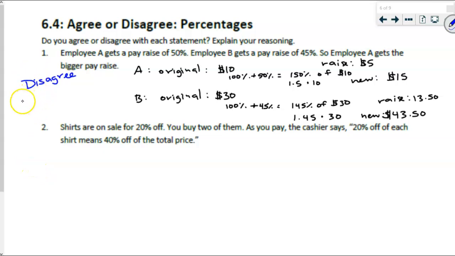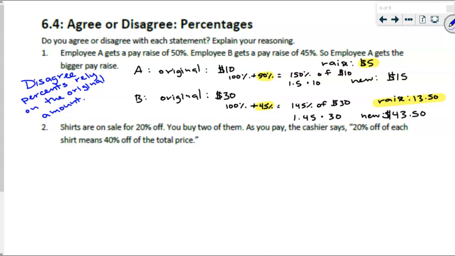When we're dealing with percents, they rely on a comparison, usually to the original amount. So the original amount has a big impact in this. Even though employee A got a 50% raise, his raise was only $5. Employee B got a 45% raise, his or her raise was $13.50.